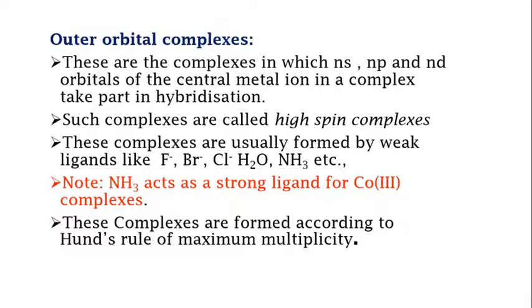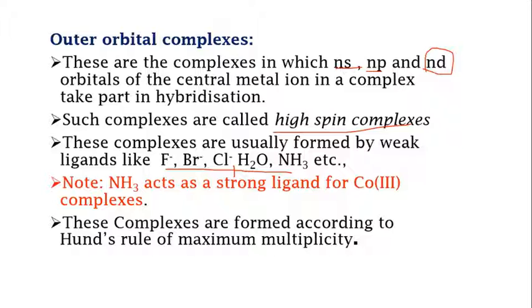Coming to outer orbital complexes, these are the complexes in which the orbitals involved in hybridization are ns, np and nd. In the inner orbital complexes, (n-1)d orbitals were involved, but in outer orbital complexes, ns, np and nd orbitals are involved. Such complexes are high spin complexes, and mostly the weak ligands try to form the outer orbital complexes. Examples of weak field ligands are F minus, Br minus, Cl minus, H2O, ammonia, etc.